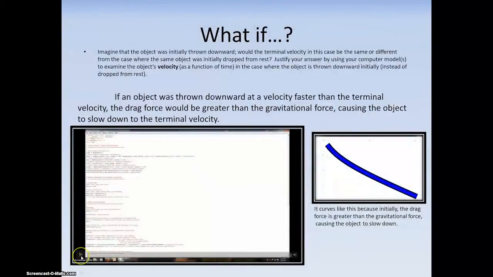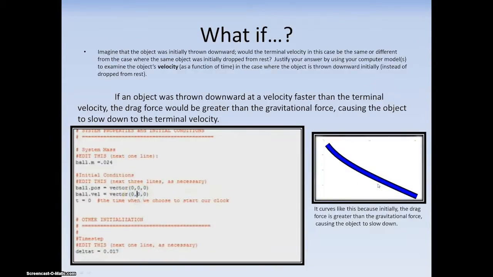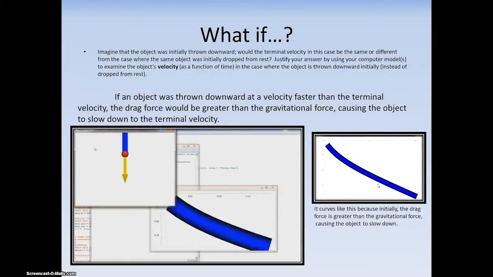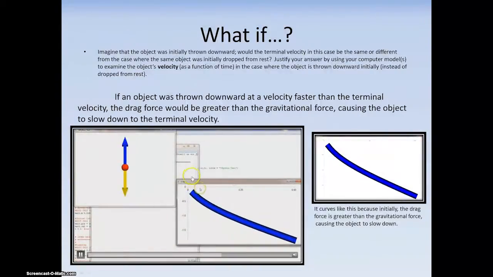Now, here's an example if you were to throw it down at the beginning. If we change the original velocity from 0 to negative 15 meters per second, we would get quite an interesting result. So let's run the module. As you see, the graph kind of turns up. It starts off going faster, and then it slows down, which is kind of weird. But this is because the drag force is actually greater than the gravitational force, so it needs to slow the object down to its terminal velocity, as opposed to speeding it up to its terminal velocity. So this straight line right here would be the object's terminal velocity.